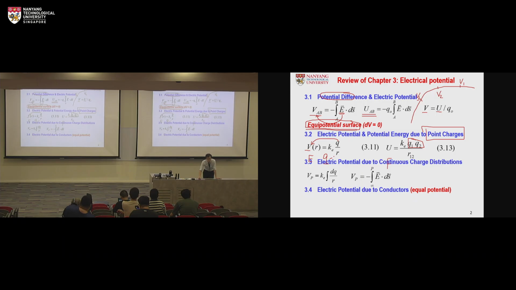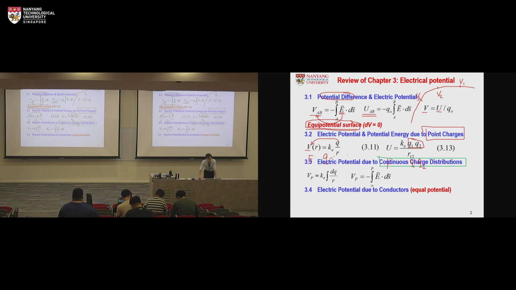Only determined by one charge, one source charge. While for the electrical force, you must have two charges, Q1, Q2, right? And this is the case of point charge 1 or 2. And we can also move further to deal with the case of an infinite number of charges, the so-called continuous charge distribution, right?